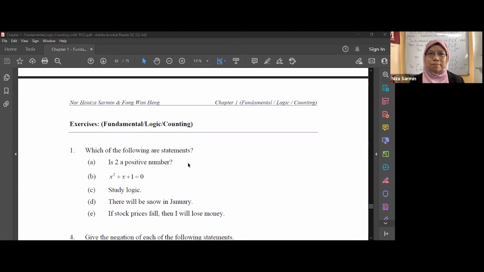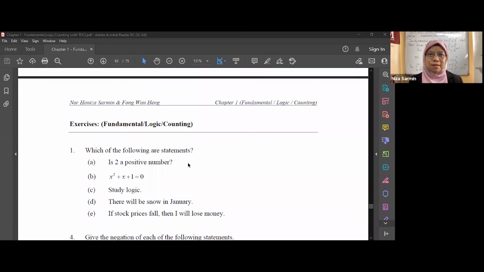Study logic. It is not a statement, because it is an instruction, they just ask you to do it. It's not true or false. Okay, next.